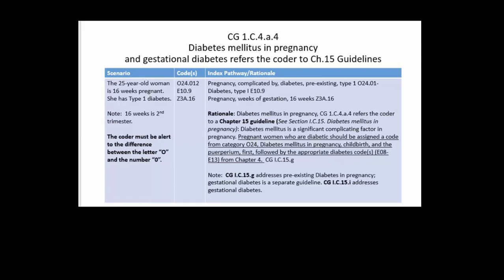And then whenever we are coding pregnancy, we're going to be coding weeks of gestation, and that's the Z3A.16. Then I have the guideline from Chapter 15 telling us we have to use the category O24 for the diabetes, followed by the appropriate diabetes code. This is not the same as gestational diabetes. That's a separate diagnosis and a separate guideline and a different code. Pre-existing, obviously the patient had the diabetes before the pregnancy. Gestational is when the patient has developed diabetes as a result of the pregnancy.